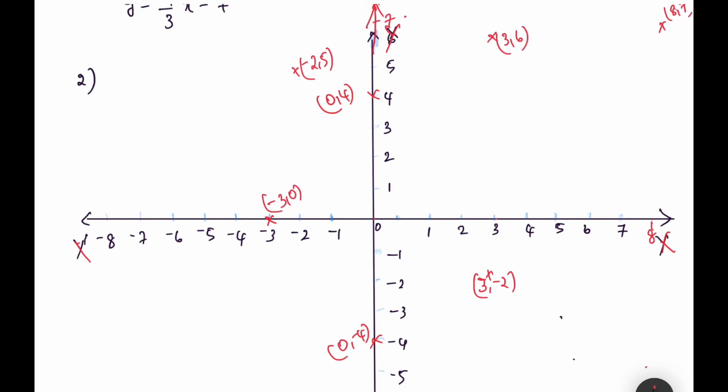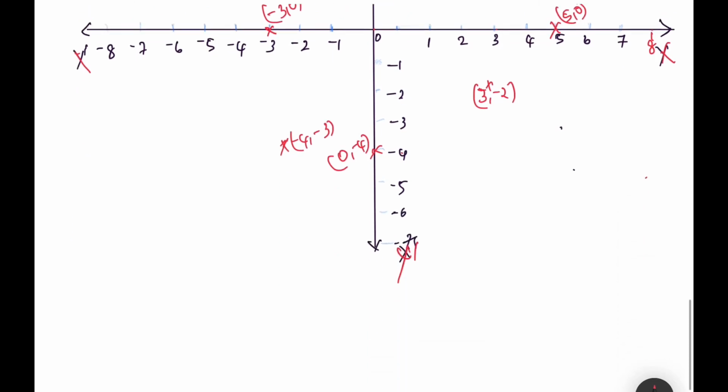Next one (5, 0). So (5, 0) will be here itself. So you can mark it as (5, 0). Next one (-4, -3). -4 is here, -3 is here. So it will be here. (-4, -3). So this is how you plot the points on the graph. In a similar way you need to plot many points on the graph. Okay, hope it's clear, children.